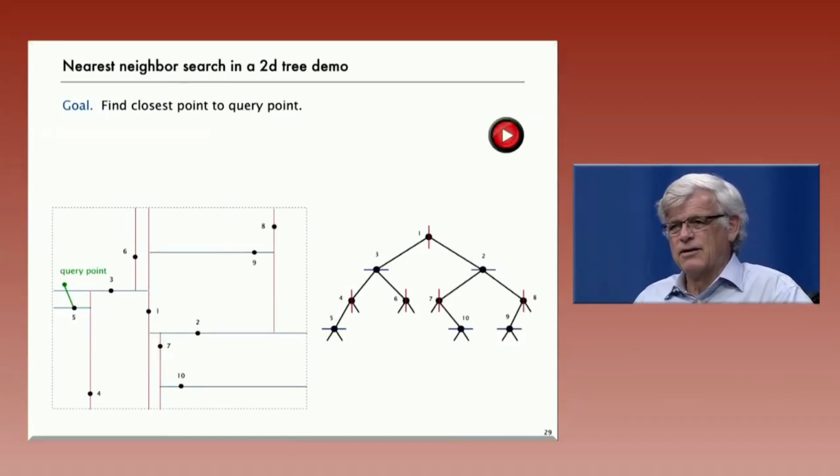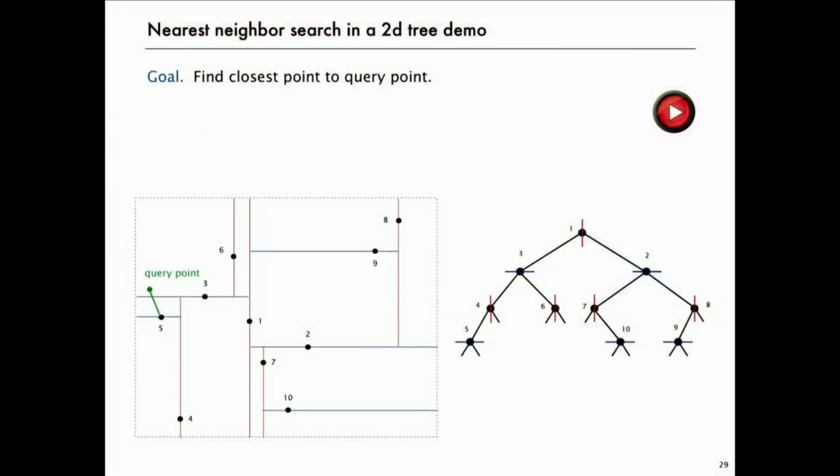Let's look at using 2D trees to solve another problem, the so-called nearest neighbor search. So now, instead of a rectangle, we have a query point, and our goal is to find the closest point to that point. In this case, our query point is over here in green, and our algorithm's going to want to return 0.5. That's the closest one to the query point. So let's see how that looks in a demo.